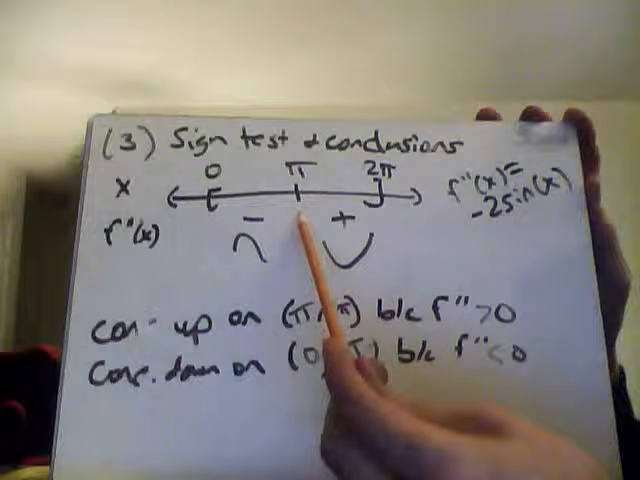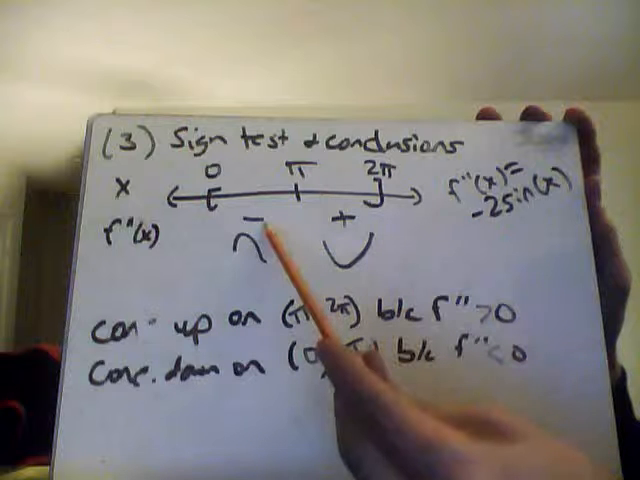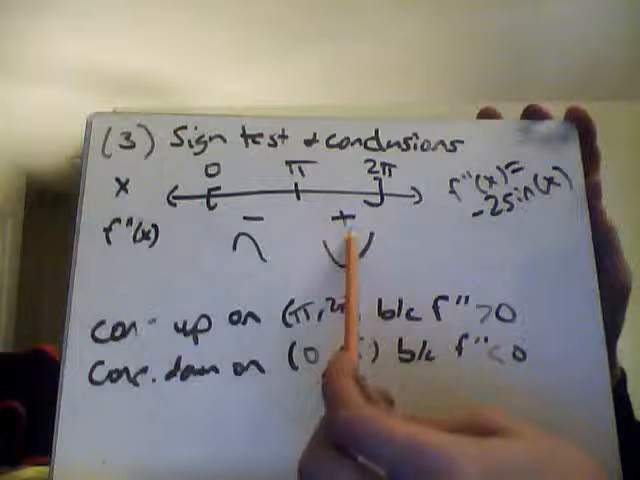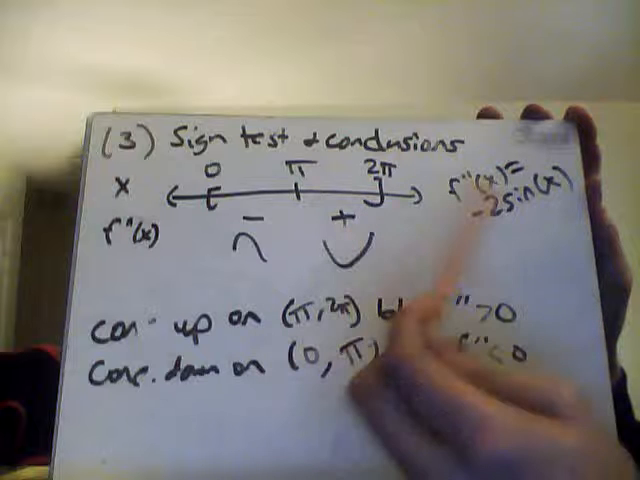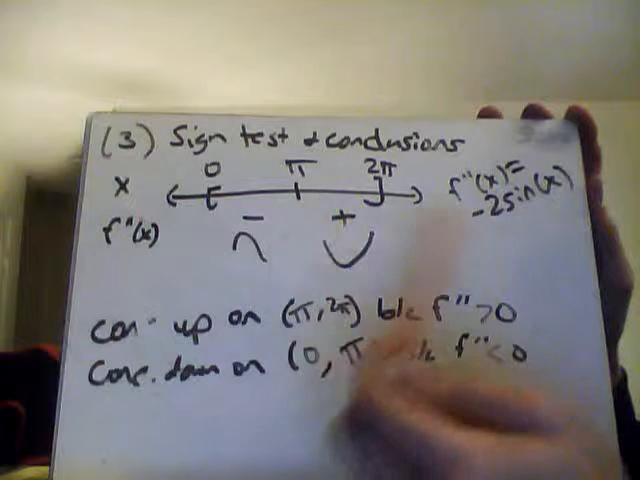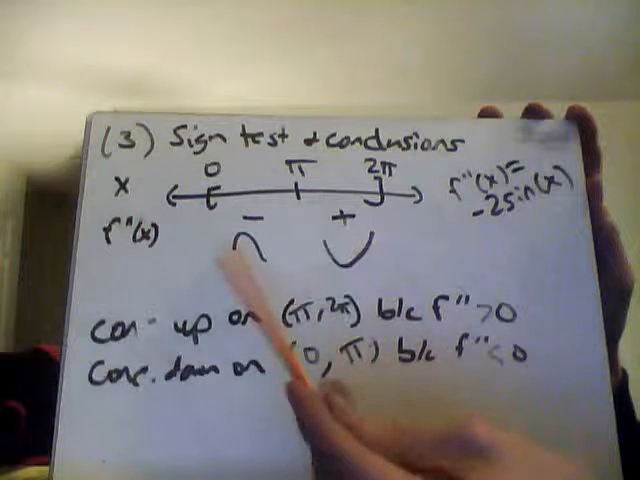Whenever our y coordinate originally was positive, this negative will make it into negative 2 sine of x. In between pi and 2 pi, our second derivative is positive for the same reason. Normally our sine function is negative in this region. The negative 2 will make it into a positive second derivative.